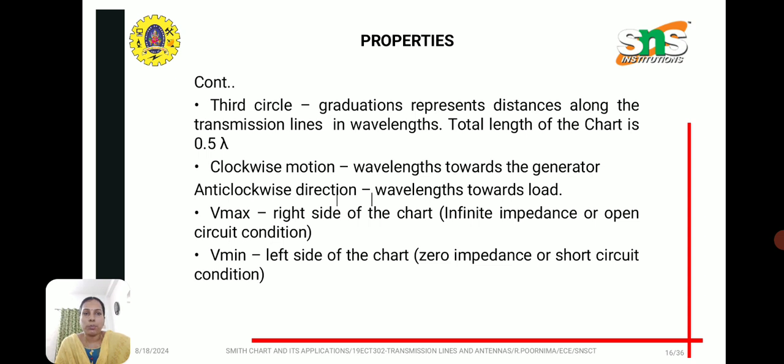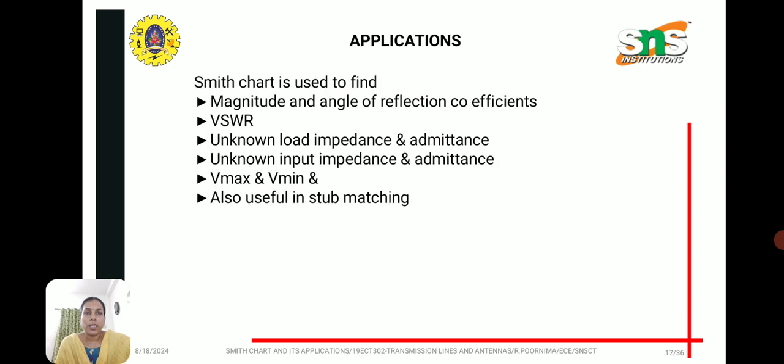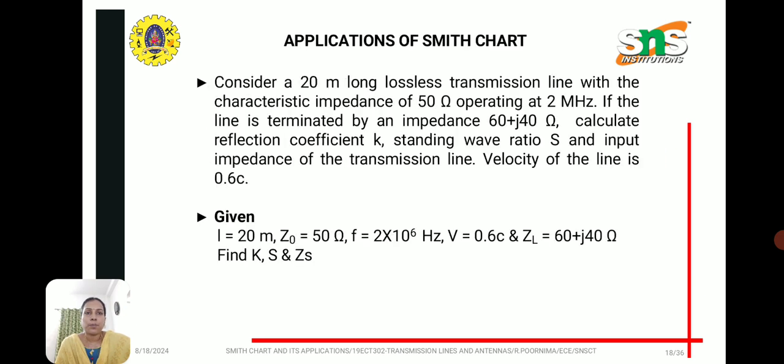condition or zero impedance. The applications of the Smith chart are: it is used to find the magnitude of reflection coefficient and angle of reflection coefficient, voltage standing wave ratio, unknown load impedance and admittance, unknown input impedance and admittance, V max and V min, and it is also used for stub matching.